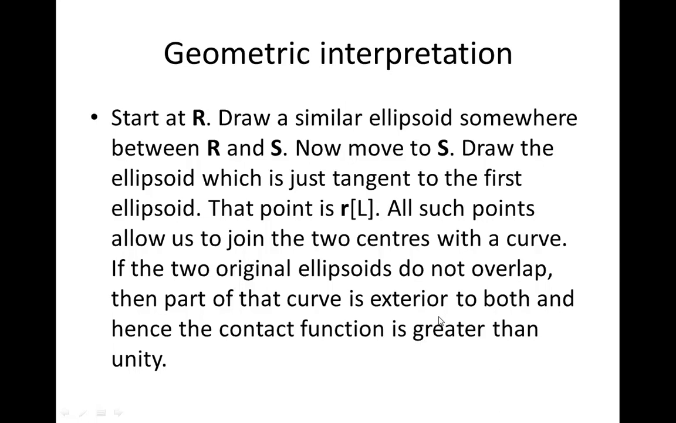So what's the geometric interpretation of that? You start at the point R and you draw a similar ellipsoid somewhere between R and S. Now move to S and draw the ellipsoid which is just tangent to the first ellipsoid. And that point is r of lambda. All such points allow us to join the two centres with a curve, and if the two original ellipsoids do not overlap, then part of that curve is exterior to both, and hence the contact function is greater than unity. So there you go. Anyway, I hope that wasn't too painful.